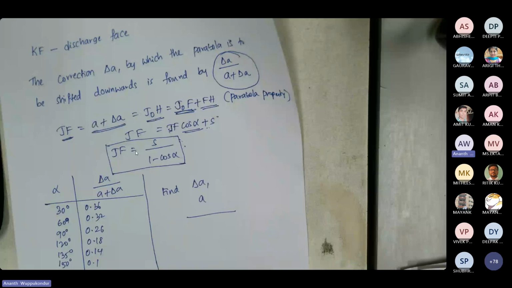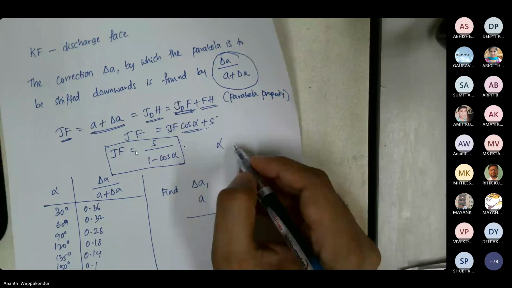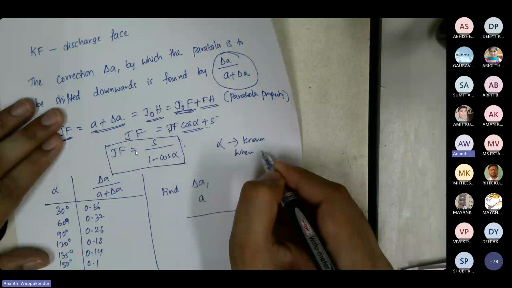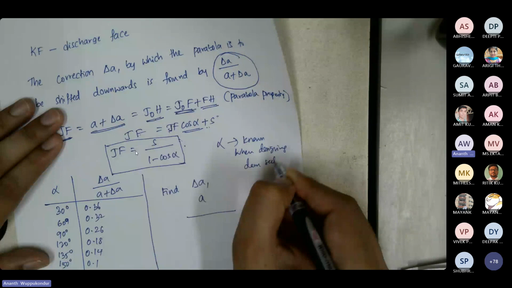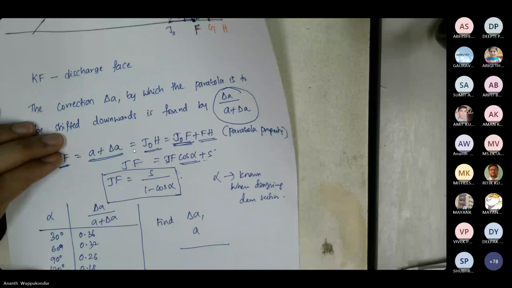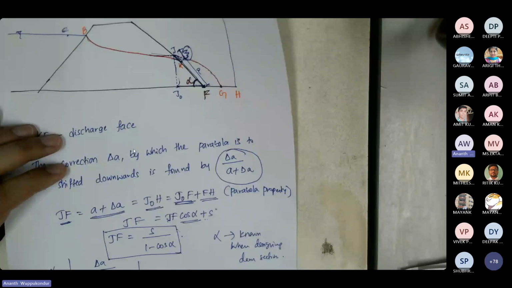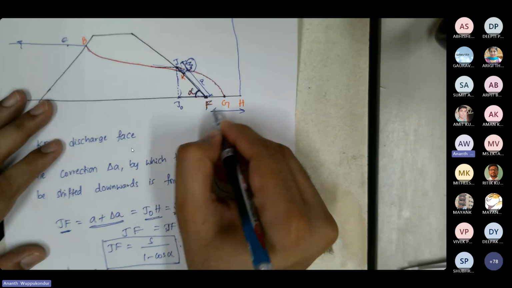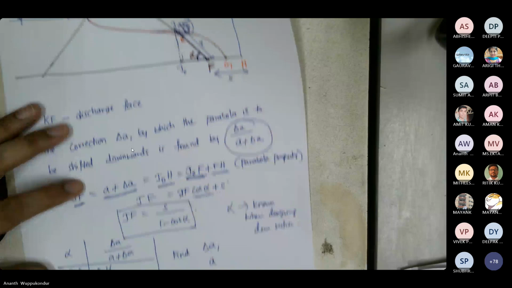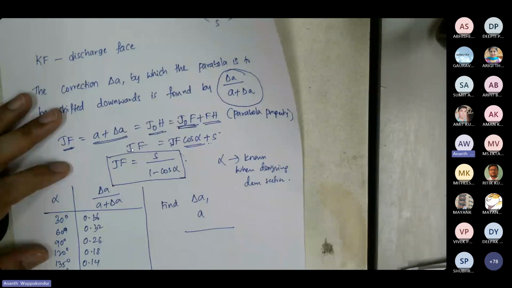So alpha is known when you design the dam, because when you design the dam, you choose the side slopes for upstream and downstream. And then S would be the distance from the focus to the directrix. So this comes from the parabola. So now you have JF, which equals S by 1 minus cos alpha.